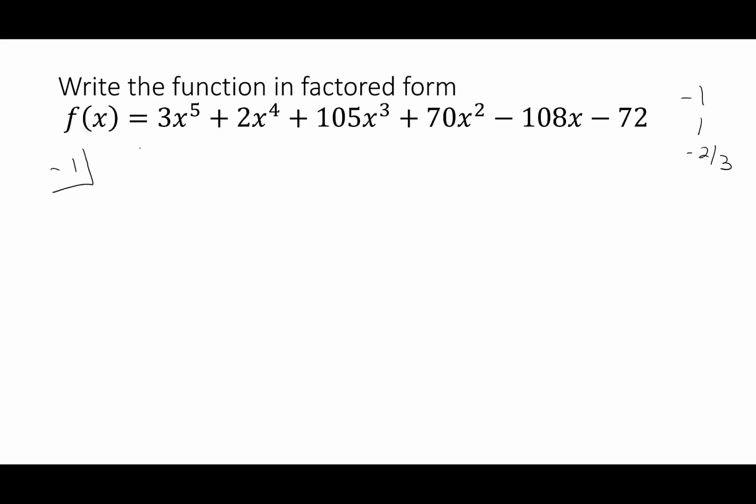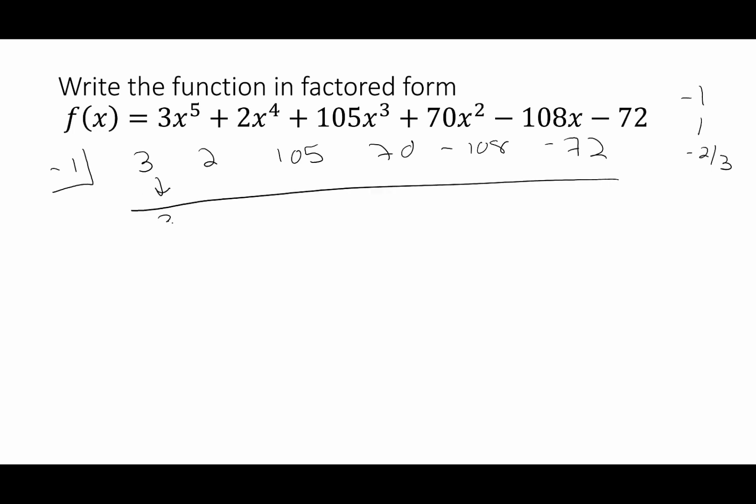So I'm going to start with the negative 1. I have 3, 2, 105, 70, negative 108, negative 72. 3 comes down, I multiply and get negative 3. When I add, I get negative 1. Times negative 1 is 1, I get 106. Which when I multiply gives me negative 106. I subtract, I get negative 36, which becomes positive 36. When I add negative 108 and 36, I get negative 72. Negative 1 times negative 72 is positive 72. I add to get 0. I've used the negative 1.